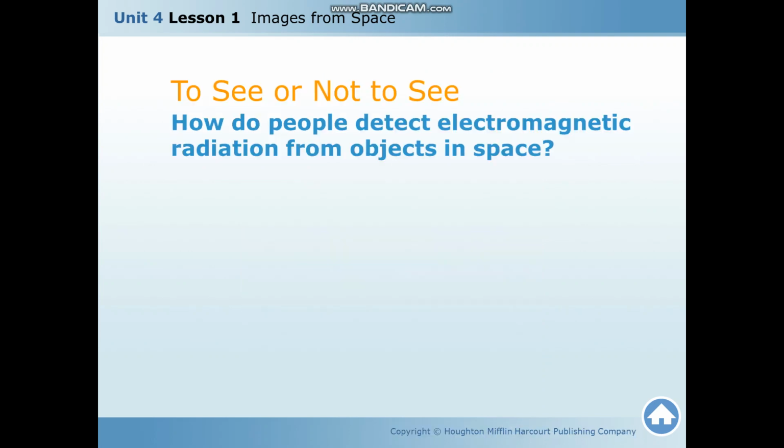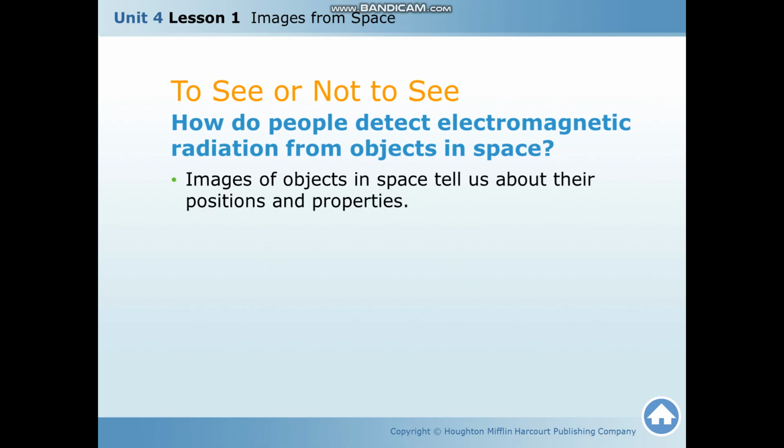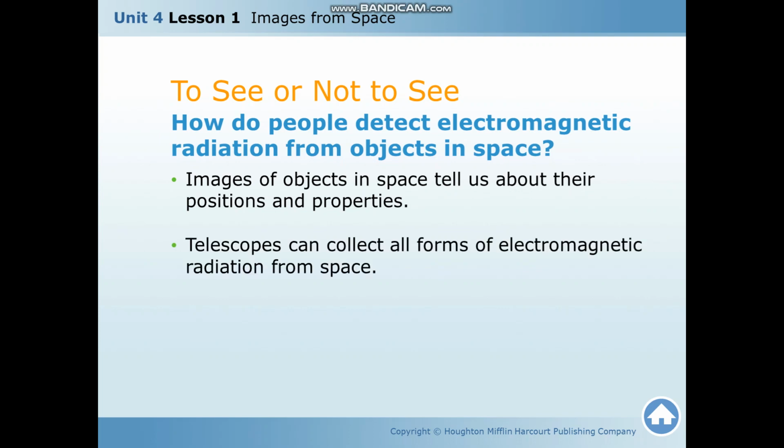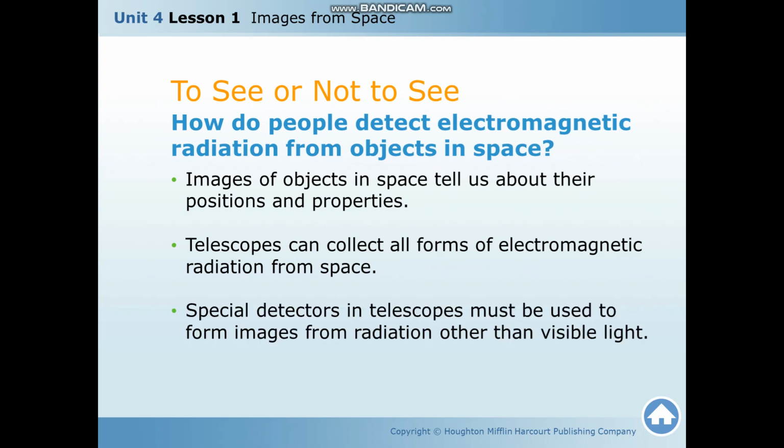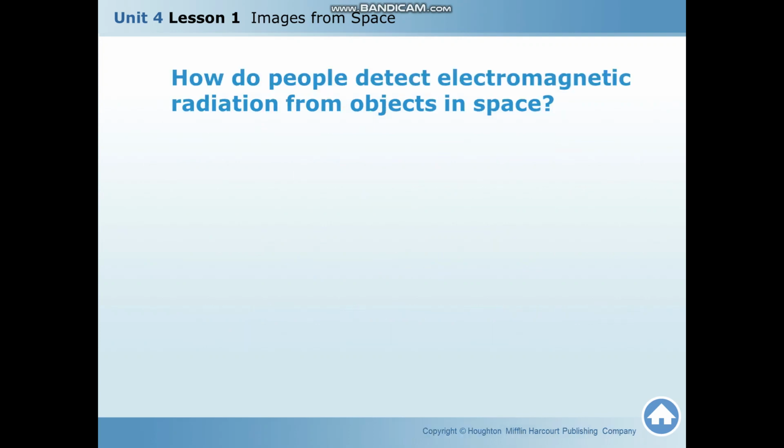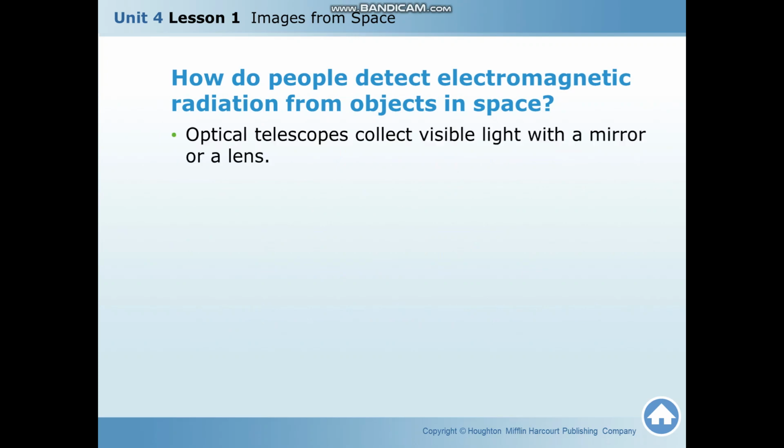How do people detect electromagnetic radiation from objects in space? Images of objects in space tell us about their positions and properties. Telescopes can collect all forms of electromagnetic radiation from space. Special detectors in telescopes must be used to form images from radiation other than visible light.